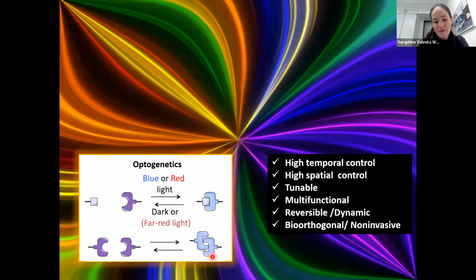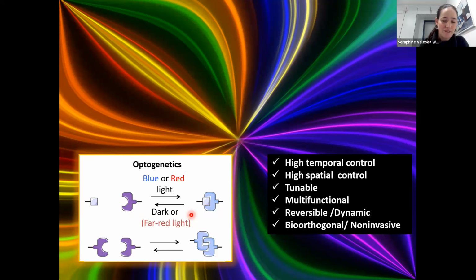Another great feature of these proteins is that most of these interactions are reversible in the dark. This allows you to then introduce dynamics into the system. These proteins respond to blue or red light, and the red light responsive ones you can even deactivate by illuminating with far red light. And it should also be noted that these proteins have already evolved to work in very complex biological environments.